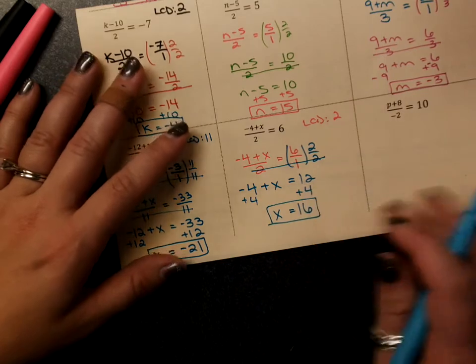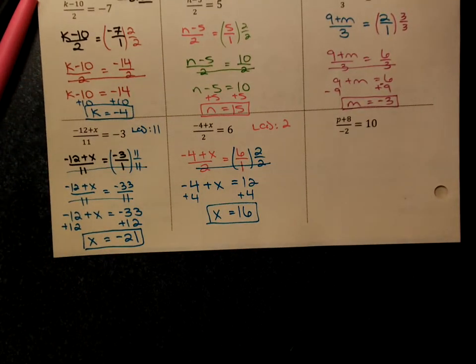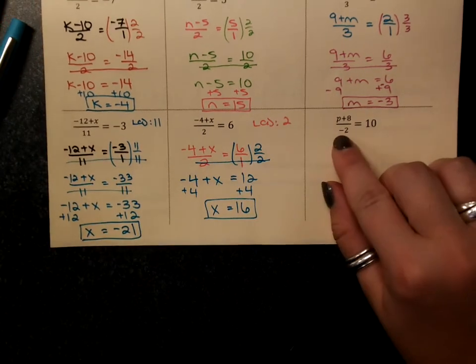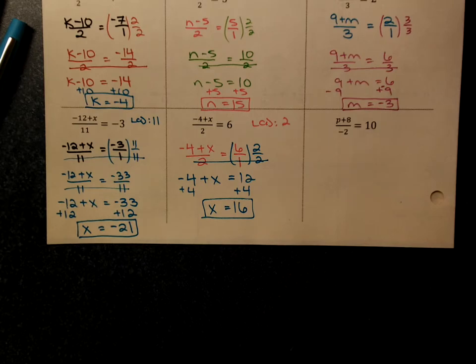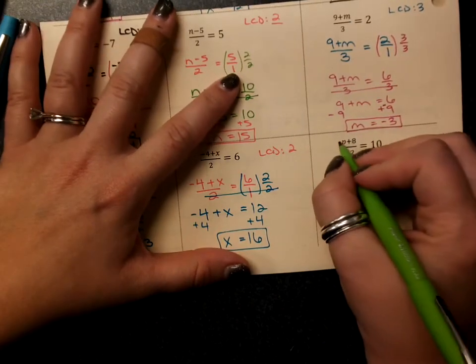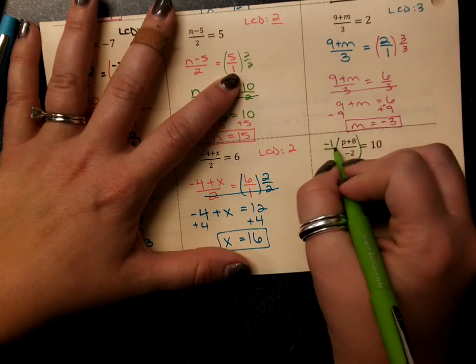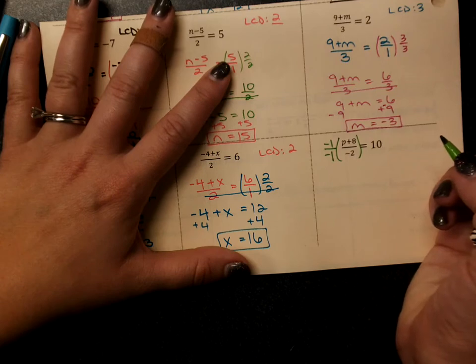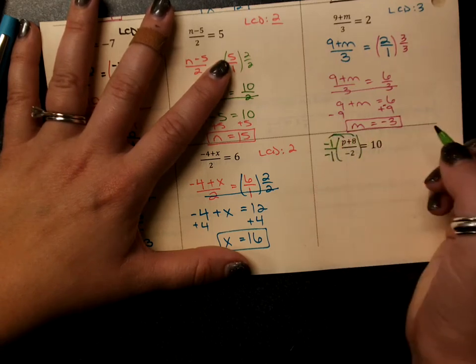16. And last but not least, this one's kind of weird. It's got the negative on the bottom. And we usually say, it's easier to say that the negative goes on the top. So what we're going to do, this is a little strange, we're going to multiply this whole thing by -1 over -1.